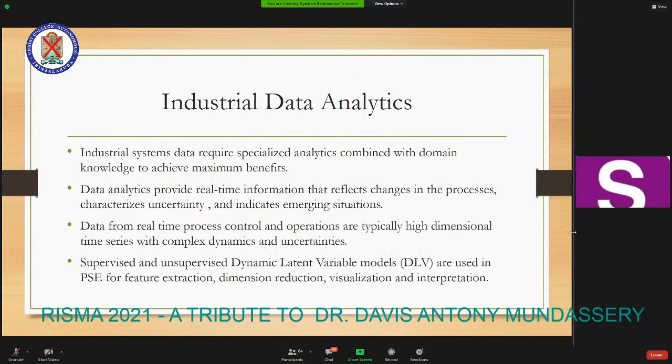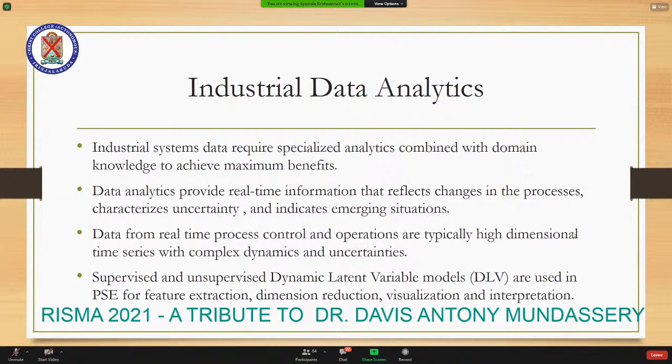So how are we going to extract information? How are we going to detect faults in such a system? Data analytics helps. We need to use data analytics with domain knowledge. For that, supervised and unsupervised dynamic latent variable models are used in process systems engineering for feature extraction, dimension reduction, visualization, and interpretation.